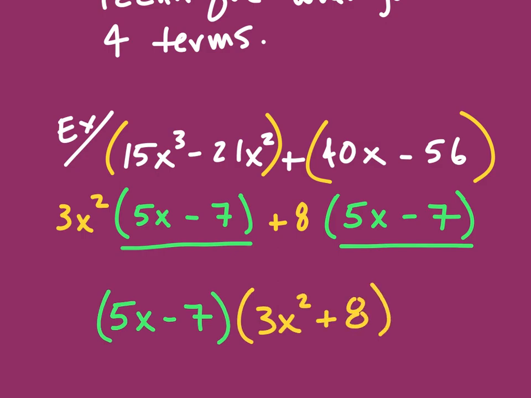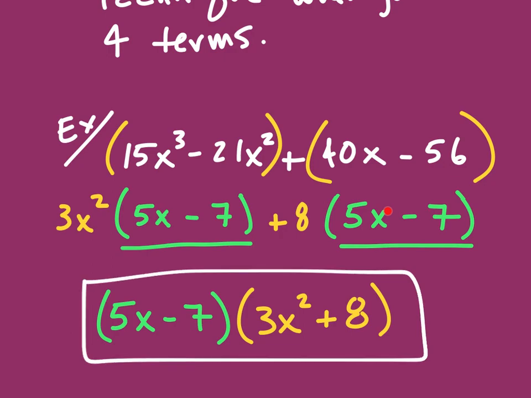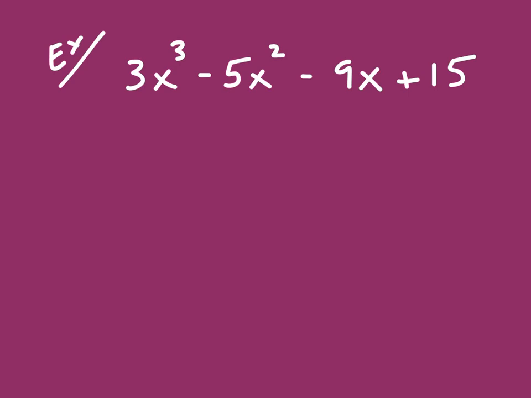That in essence is how you do this. If you don't get a common binomial factor here, then you can't factor that way and you have to try another method. But that's the idea, and this is your answer to this problem. Let's do another one so I can show you a different type of problem that you'll encounter.